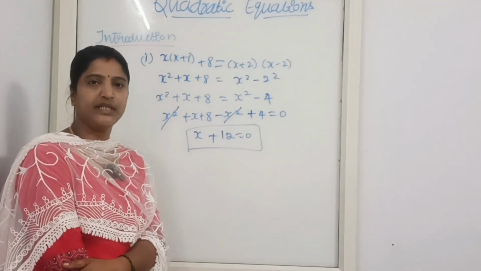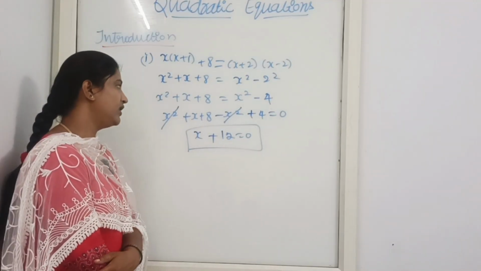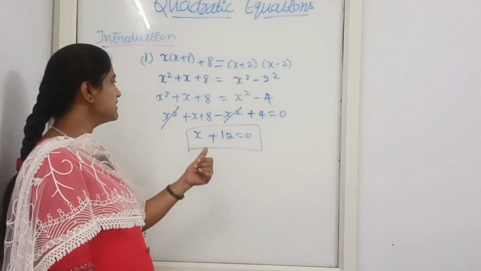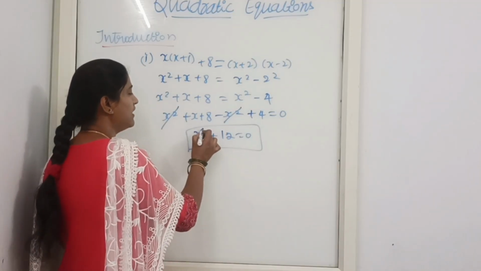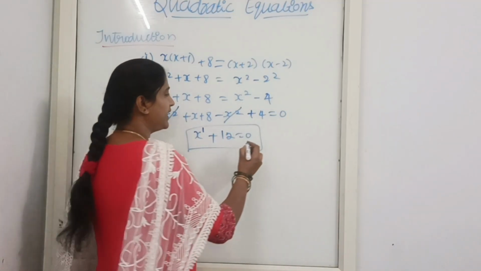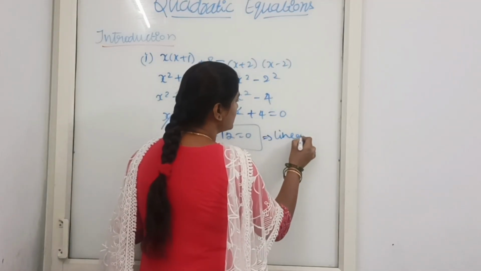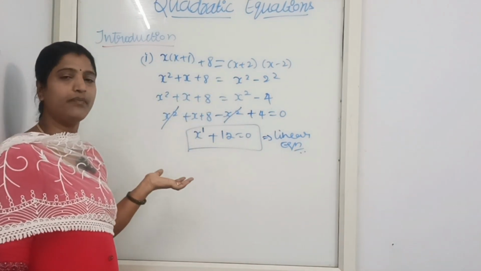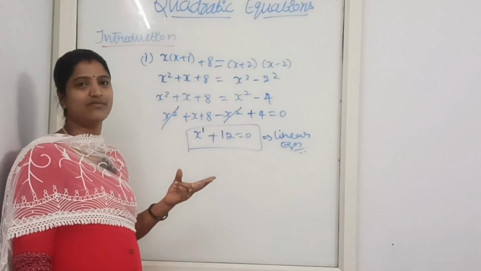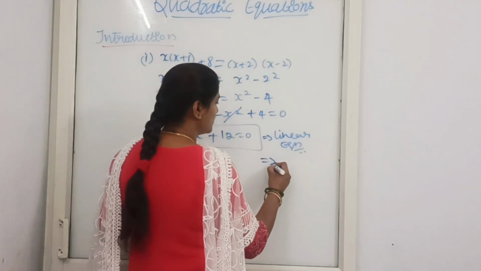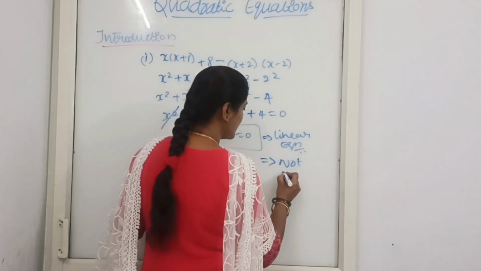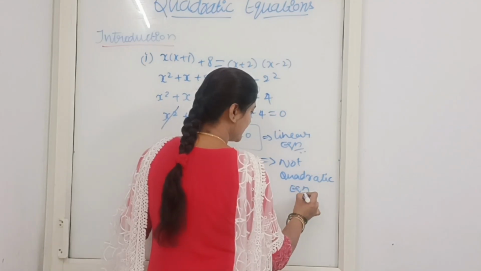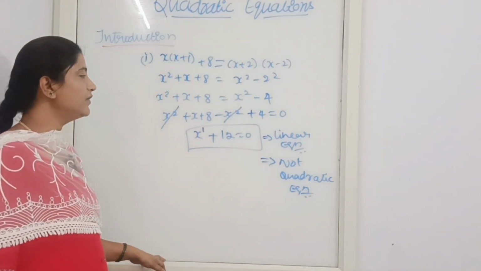Is it a quadratic equation? Yes or no? Absolutely it is not a quadratic equation, because the highest power of the variable is 1. So it is linear. If the power is 1, that means a linear equation. In the last chapter we learned linear equations in two variables. So that is a linear equation, not a quadratic equation. Like this we need to find out.